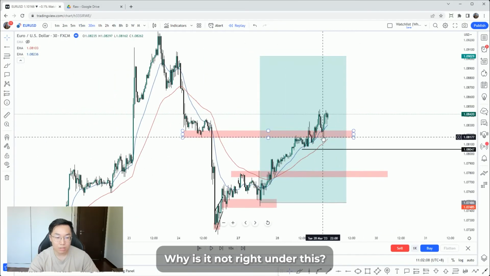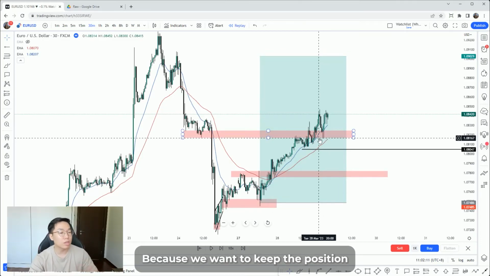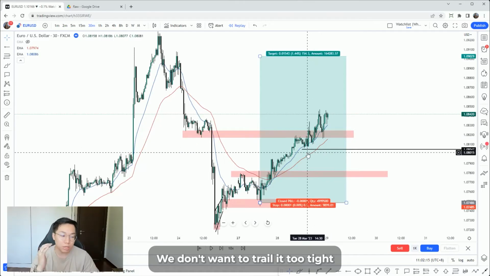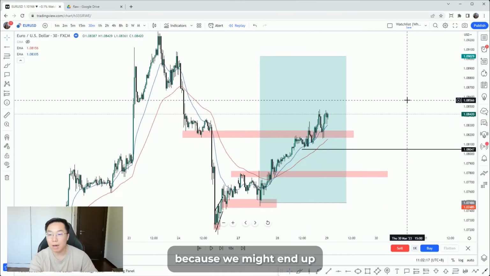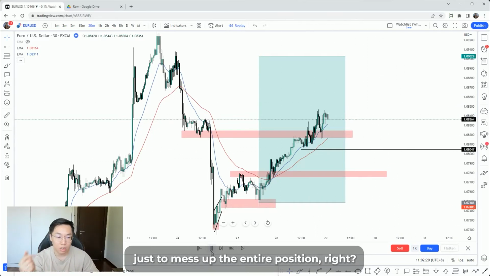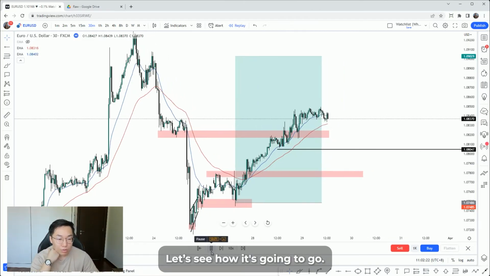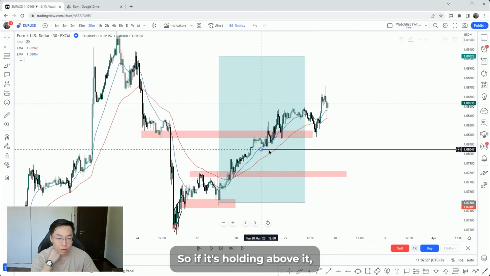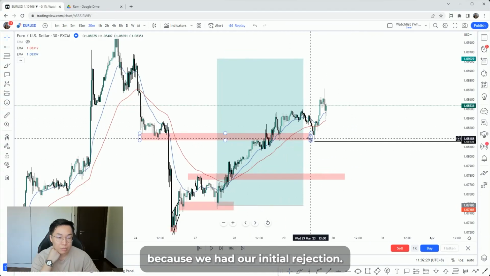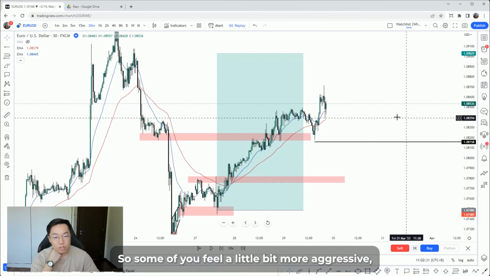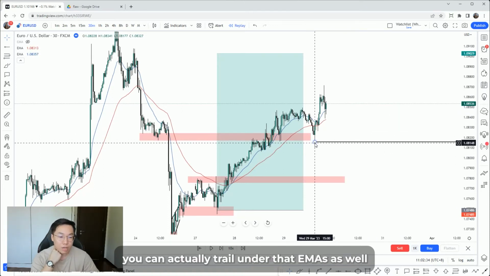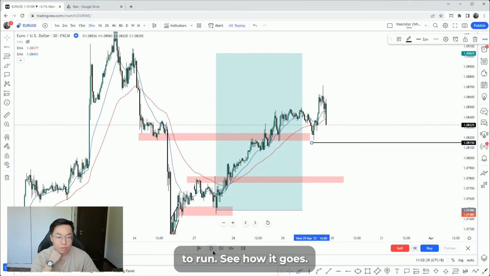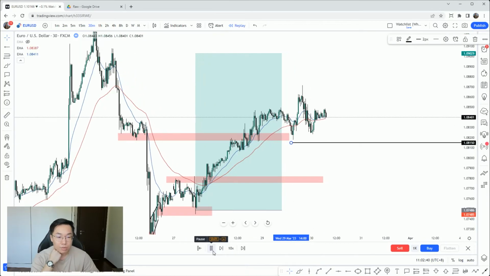Why is it around here? Why is it not right under there? It's because we want to give the position a little bit more breathing room. We don't want to trail it too tight, because we might end up messing up the entire position. All right, let's see how it's going to go. Beautiful, holding above it. If it's holding above it, we'll trail our stops a little bit tighter, because we had our initial rejection. Some of you, if you're a little bit more aggressive, can trail it under those EMAs as well. But I prefer to leave it a little bit more room to run and see how it goes.